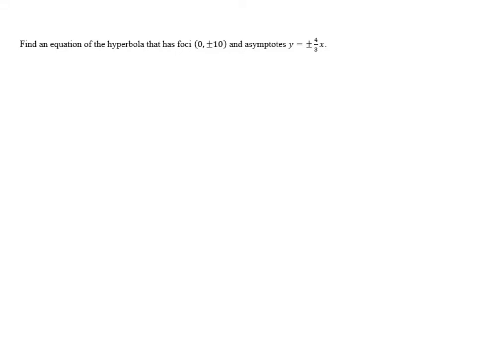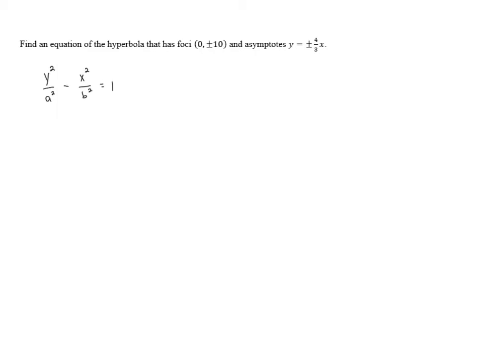Find an equation of the hyperbola that has foci (0, ±10) and asymptotes y equals ±4/3 x. Because the foci are on the y-axis, we know that this is going to be a hyperbola that's opening vertically, and so its equation will take the form y squared over a squared minus x squared over b squared equals 1.